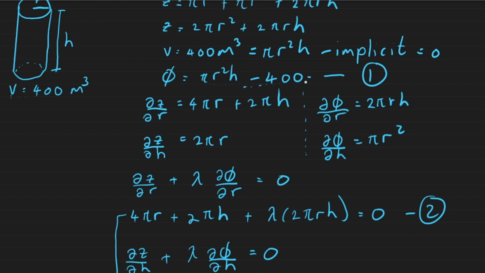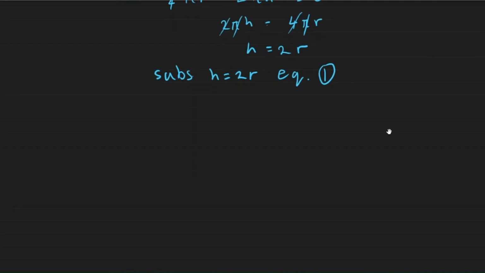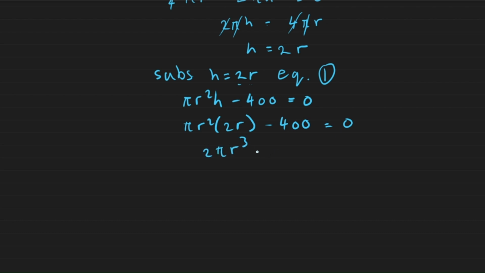And remember that this is equal to 0. So we have pi r squared h minus 400 equal to 0. We substitute this 2r in. So we have pi r squared times 2r minus 400 equals 0, and we just solve for r. We're left with 2 pi r cubed minus 400 equals 0. If we solve for r, we see that r is something like 4 meters. And remember that the height is equal to 2 times the radius, so this is approximately 8 meters.